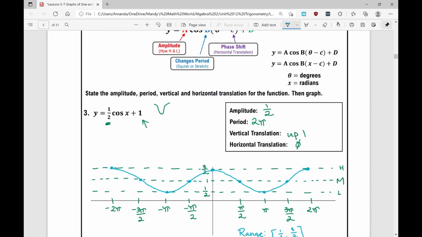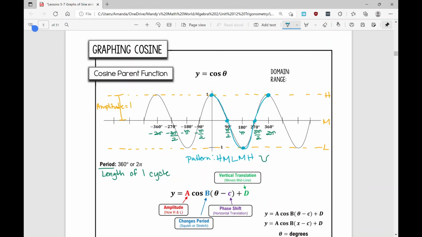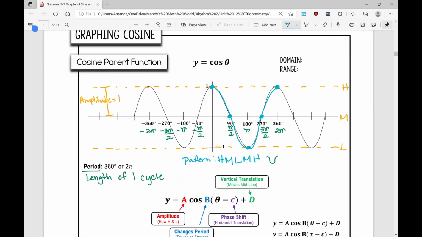So let's go back to our parent function. I want to make sure that you have this in your notes. The domain for the cosine parent function is -∞ to +∞, and your range is the same as the sine function, which is from -1 to +1. And that concludes your day 1 notes over graphing sine and cosine functions with amplitude changes and vertical translations. I hope it was helpful.